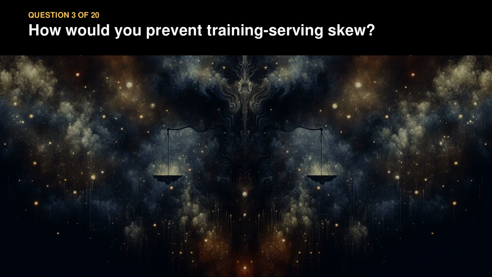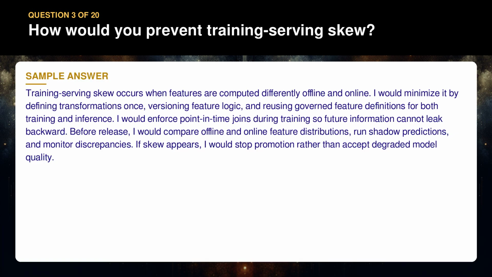Question 3. How would you prevent training serving skew? Training serving skew occurs when features are computed differently offline and online. I would minimize it by defining transformations once, versioning feature logic, and reusing governed feature definitions for both training and inference. I would enforce point-in-time joins during training so future information cannot leak backward.